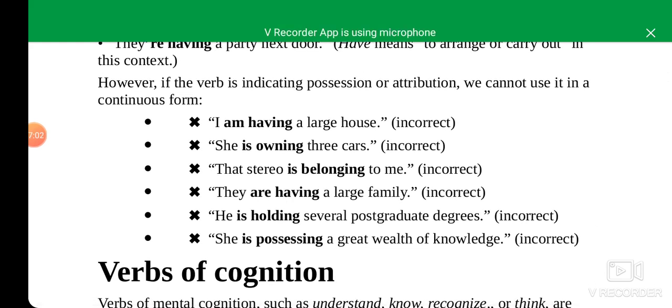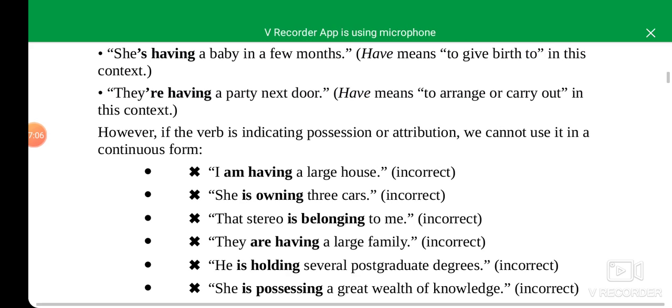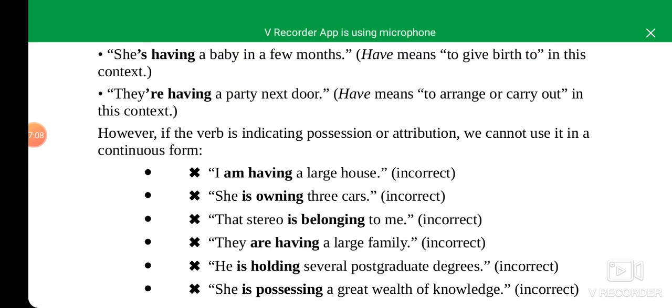But if they show possession, as I have already told you, if they show any kind of possession, you cannot make it continuous, otherwise it will be wrong. And when you go for an entrance test in any college or university for engineering or medical, or even when you are going for a job and you are given this to make its first form or the ing form, then you will have to be careful.